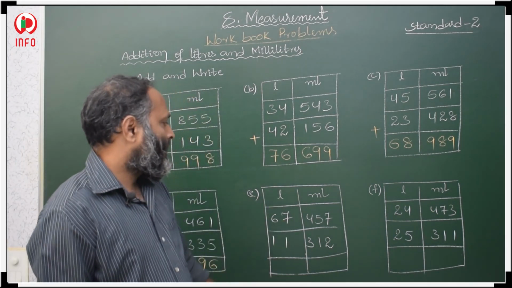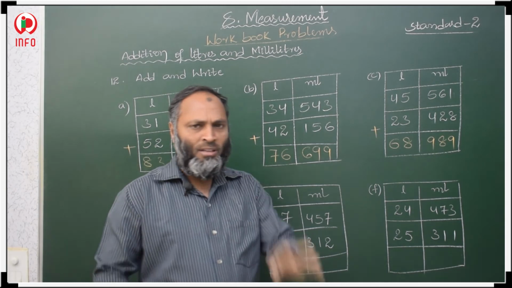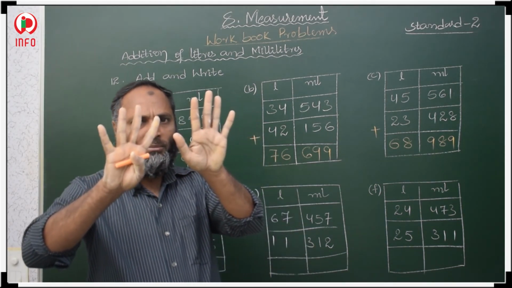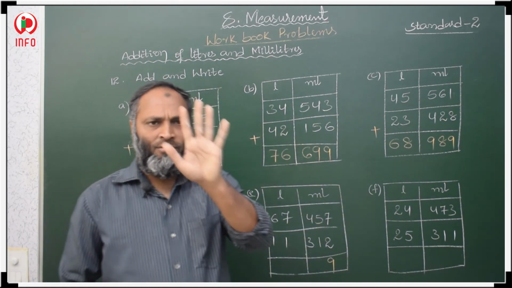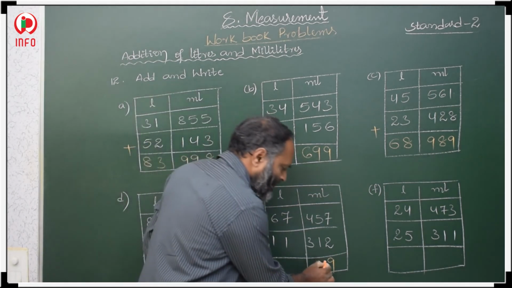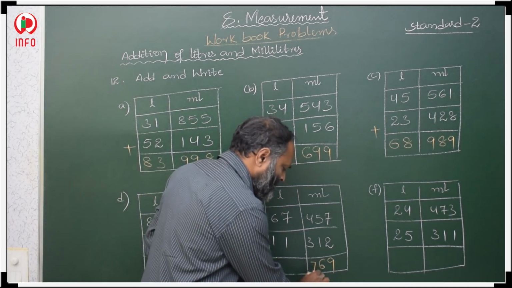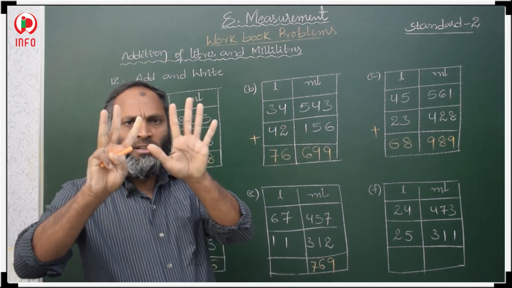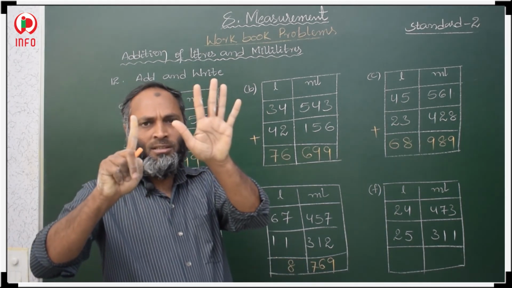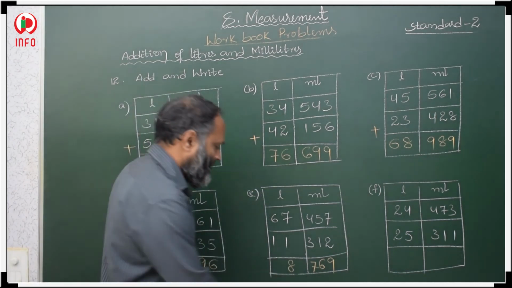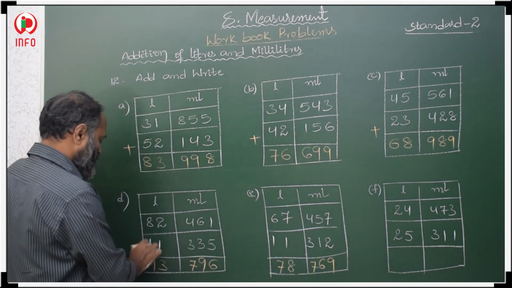Now the next. See the question, in the milliliters part we have to add the extreme right digits, 7 plus 2, 9. Next digit 5 plus 1, 6. 4 plus 3, 7. 7 plus 1, 8. 6 plus 1, 7. 78 liters, 769 milliliters. This is our addition.